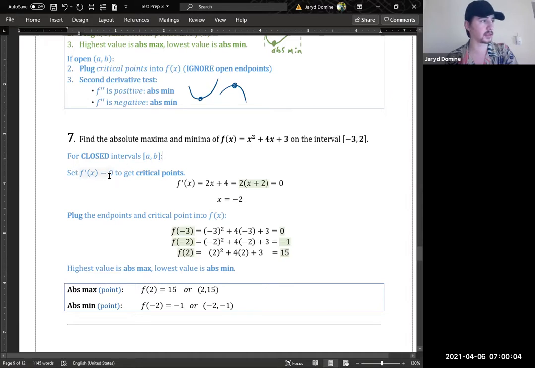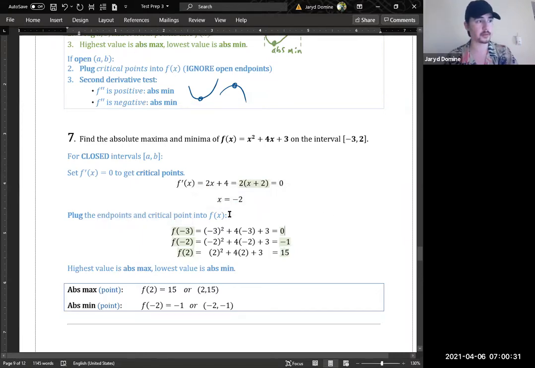We're always going to start out by getting the critical points. So we have to take the derivative. First term gives us 2x. Second term gives us a 4. I'm going to factor that. I'm going to pull out a 2. So we have 2 times x plus 2. And that will give us x equals -2. Okay. And now because this is closed, I have to test at the endpoints and the critical point.